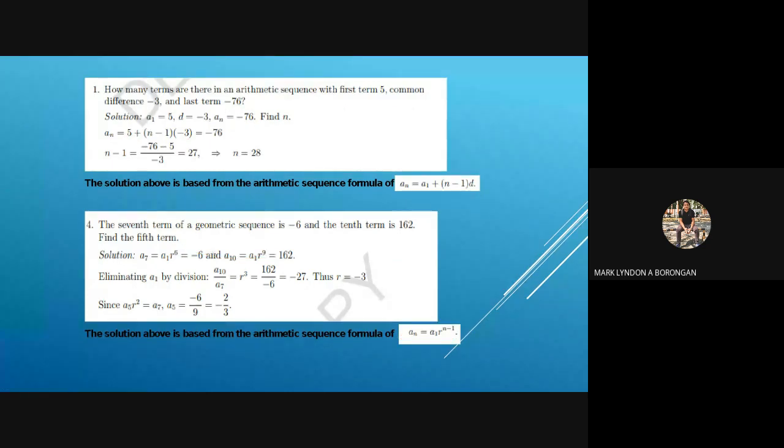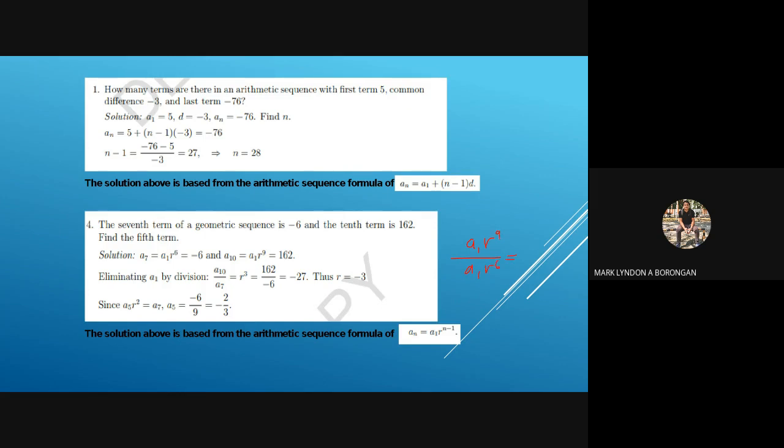So, -6 na siya. Then, yung A sub 10, that is equal to A sub 1 times R to the power of 9 is equal to 162. So, okay 9 na siya ha because of this n minus 1. So, imong buhaton, since common man ang A sub 1, you will have to divide it to both. So, ang A sub 1 R to the power of 9, divided by A sub 1 R to the power of 6.